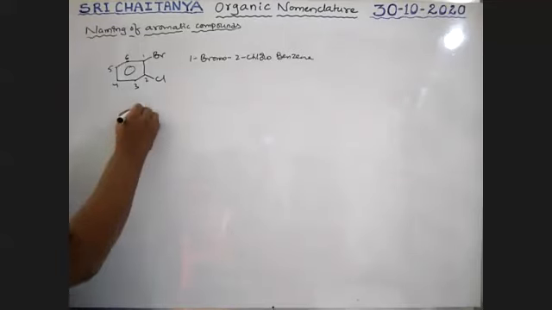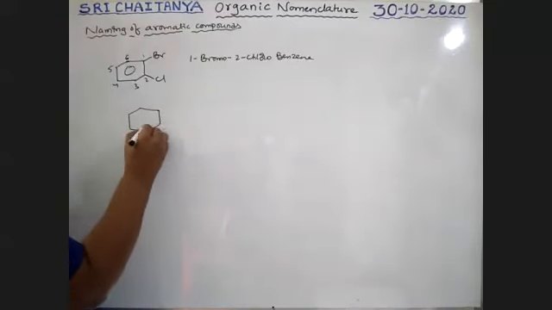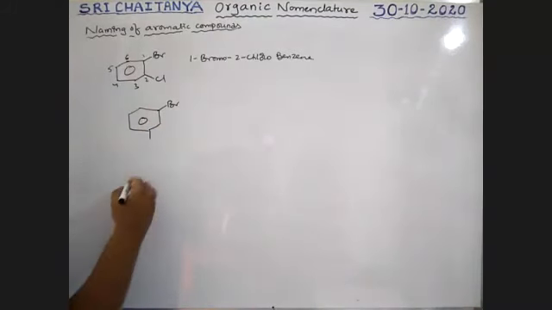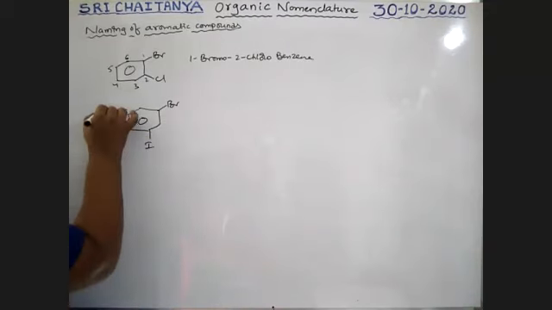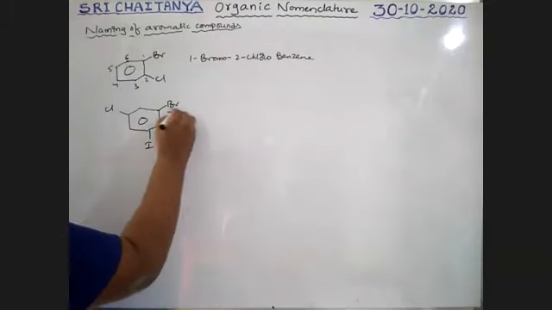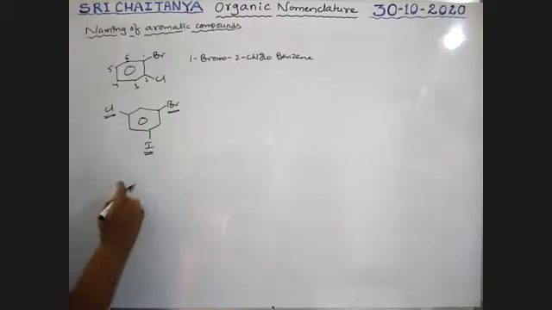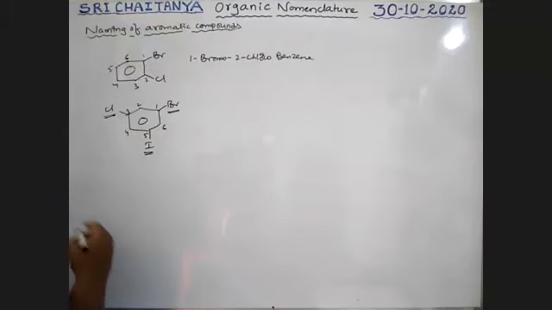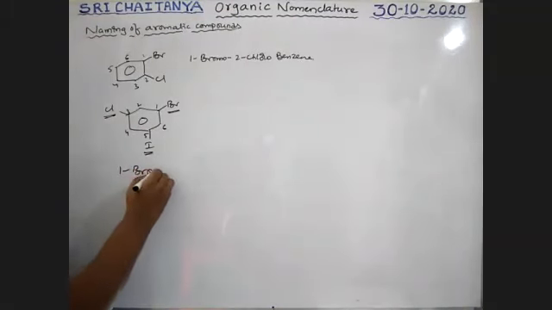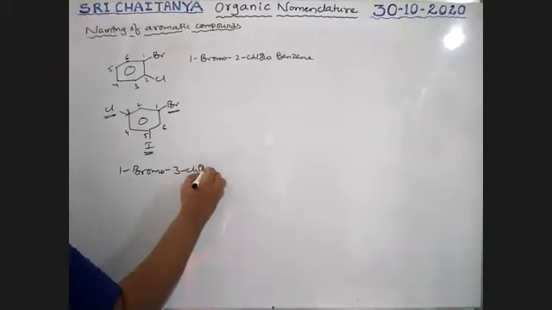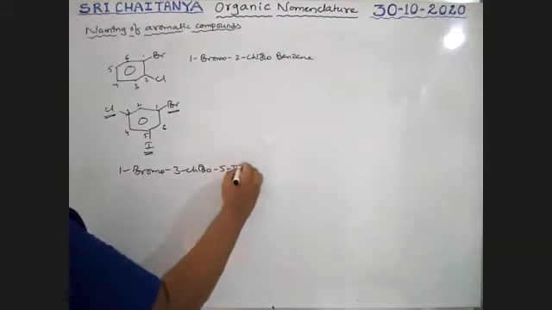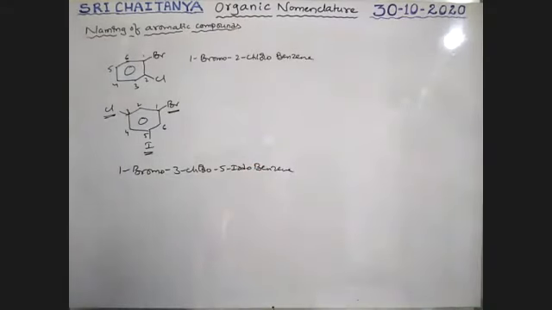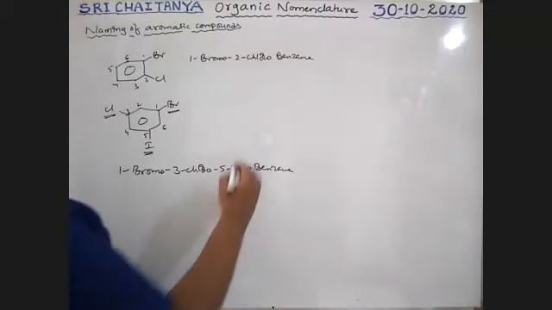Next, what about the name of this compound? It is Br, it is I, it is Cl. Bromo, chloro, iodo. So B comes first. It is 1, 2, 3, 4, 5, 6. Therefore, 1-bromo-3-chloro-5-iodobenzene. Okay. Next.